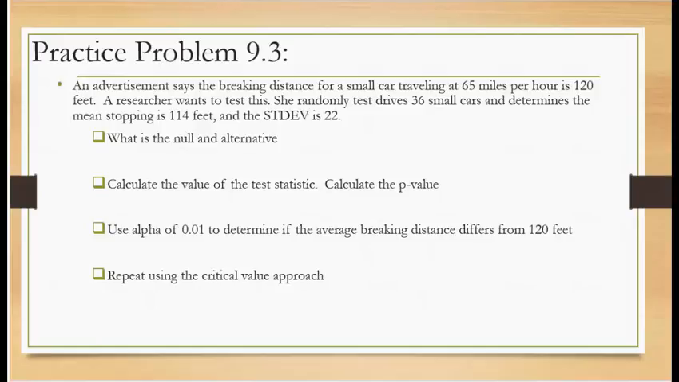So we want to test the null and the alternative, and then we want to calculate the value of our test statistic, just like we did before. And then we want to use the standard value of 0.01 to determine if the braking distance actually differs from 120 feet. So it's a little like the Costco problem, except we've got a two-tailed test. In the other one, we had a one-tailed test.